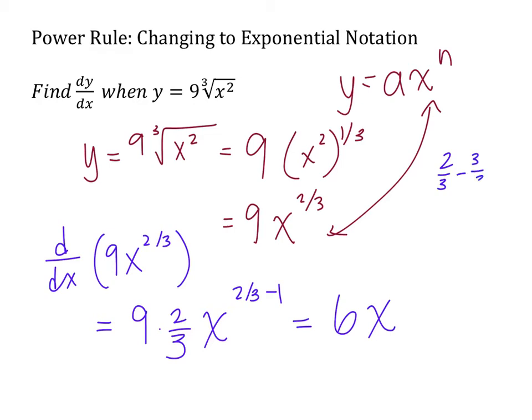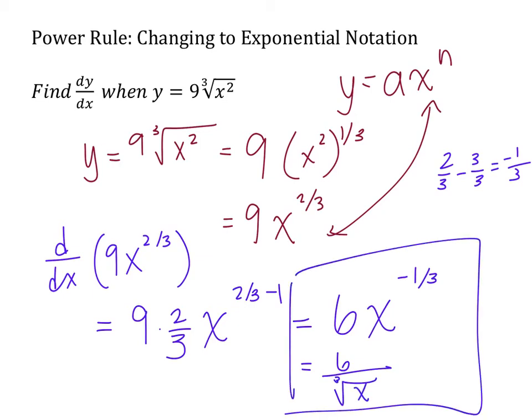minus 3 over 3, right? So we have negative 1 over 3. So you can have it like this. If it's a multiple choice, they might give you another equivalent of this also. So negative 1/3 is going to be a cube root, but in the denominator. So this would actually be equal to 6 over the cube root of x. So both of these are possible answers. Like I said, you have to be prepared to know that they're both the same if it's in a multiple choice question.